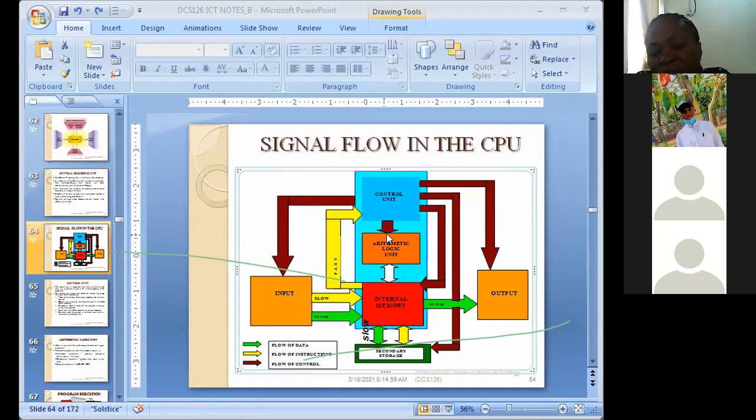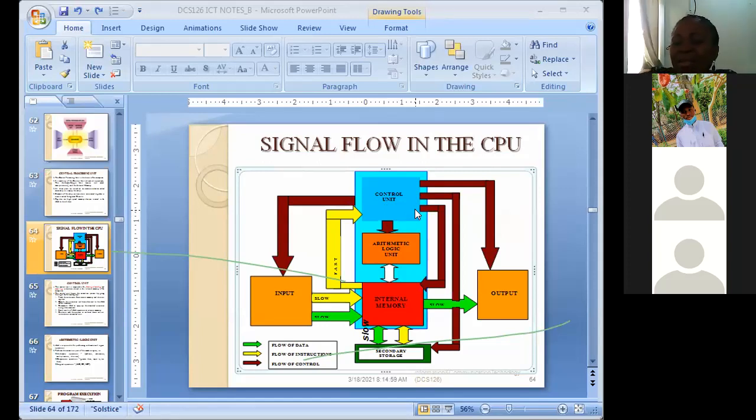The same way the control unit signals the arithmetic logic unit, when the arithmetic logic unit finishes the processing, it must report back to the control unit. So an arrow must go back up to the control unit to signal to say, I have finished. The arithmetic logic unit has finished the processing. So when that is done, the control unit will pick the signal and it can send to either of two units.